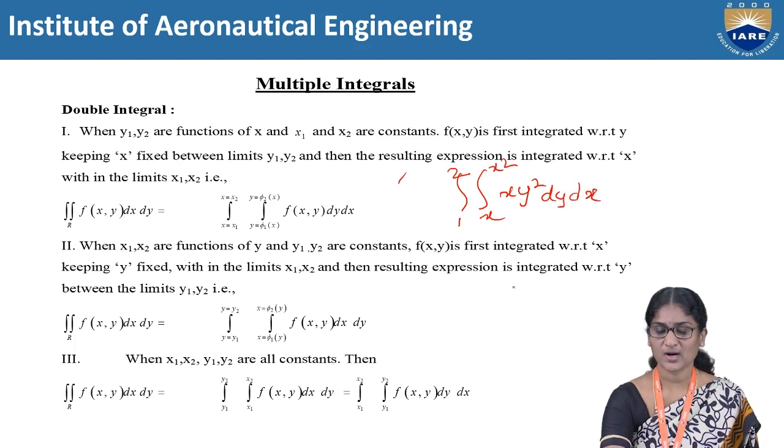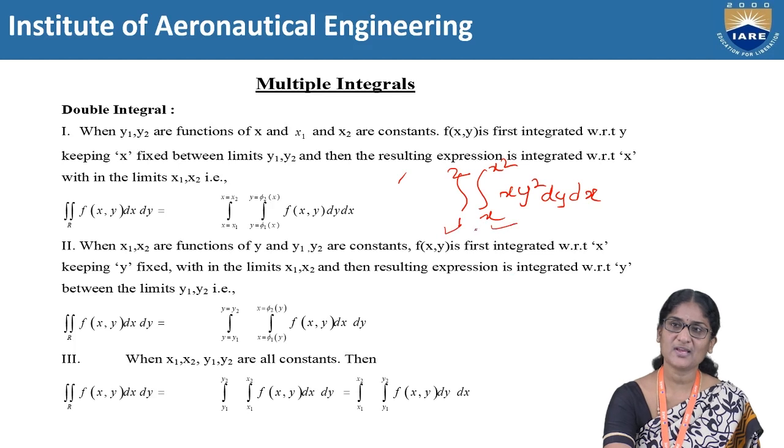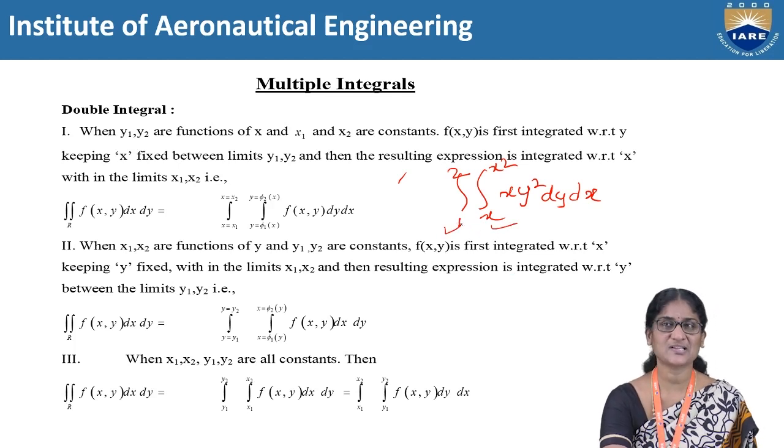Now what I have taken: in the first case I have taken the variable limits, and in the second case I have taken the fixed limits. What do you mean by variable and fixed limits? Fixed limits are nothing but constant values, and variable limits are limits in the form of x or y.